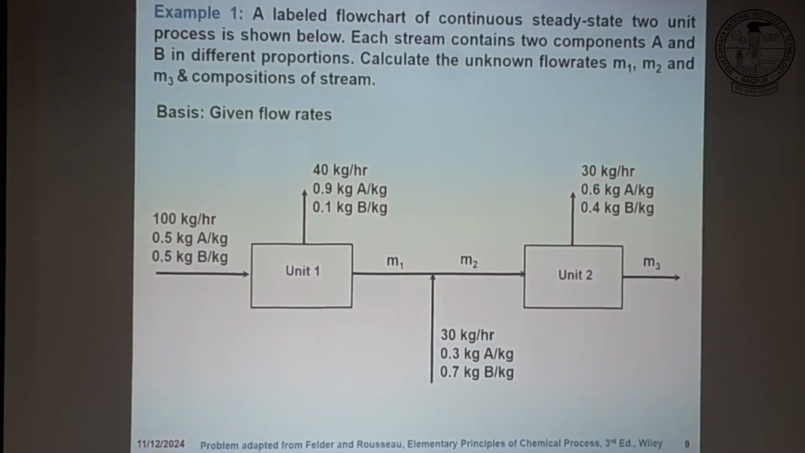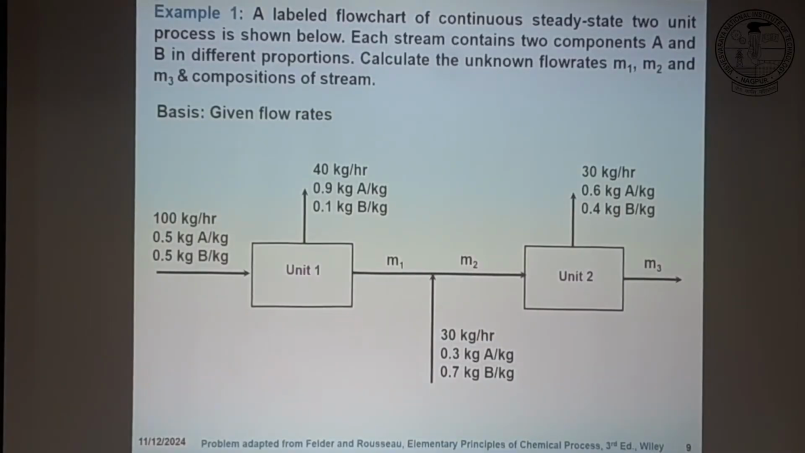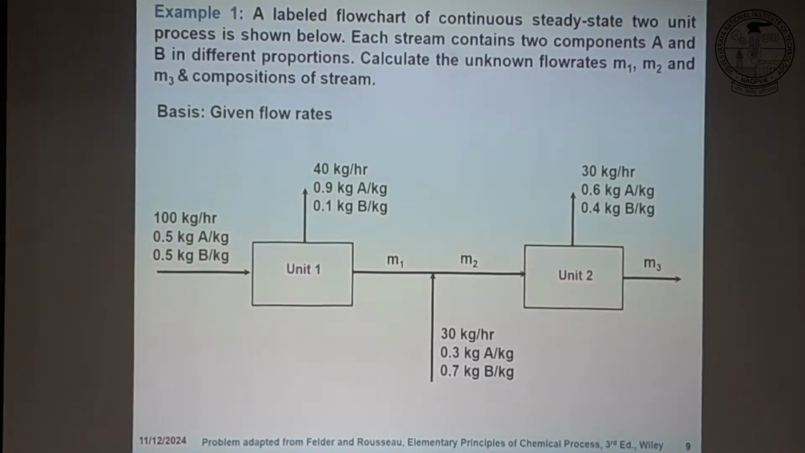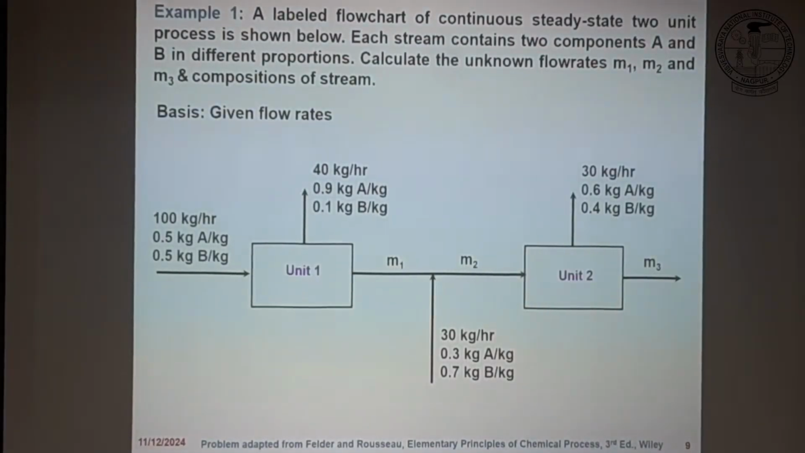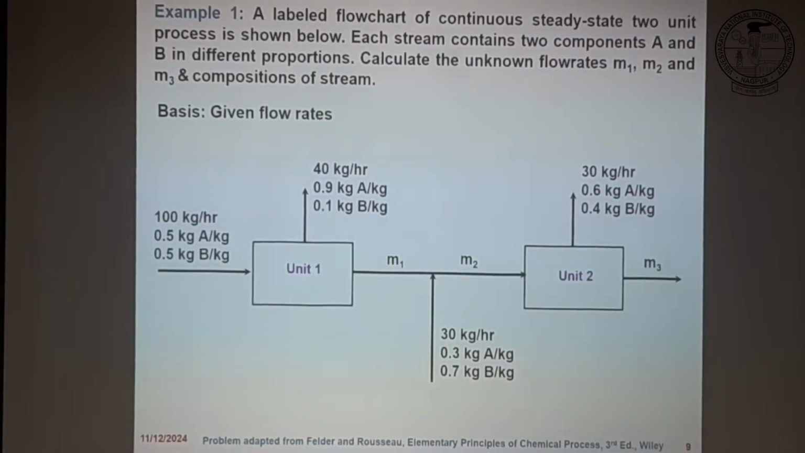So we have to make a material balance across this total process, and for easier calculation I'm considering the basis which is the given flow rates. It is up to you. If you want, you can consider the basis according to your choice, either 100 kg per hour or maybe 1 kg per hour. It is up to you.